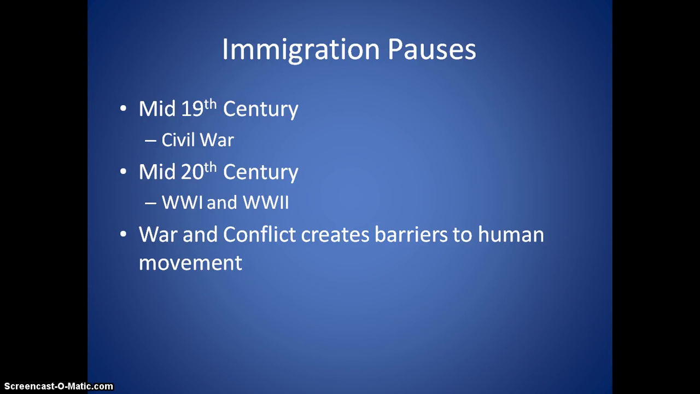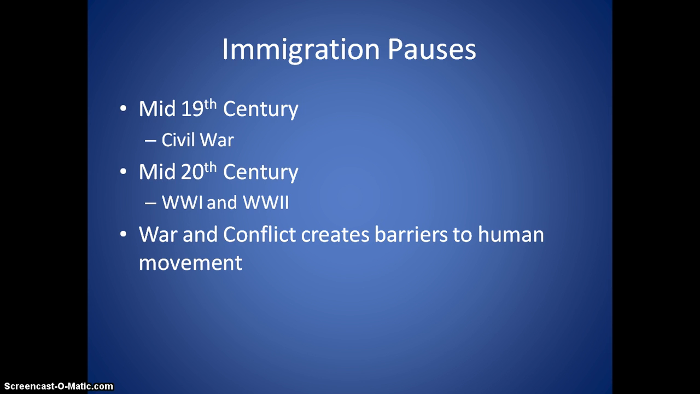And then the other thing that we want to keep in mind are these periods of immigration pauses. If you go back to the graphic that I showed you from the Population Reference Bureau, you have these immigration pauses where not a whole lot of people were coming. During the mid-19th century and the mid-20th century, the United States was involved in three wars. One of them was in the United States, two of them were overseas.